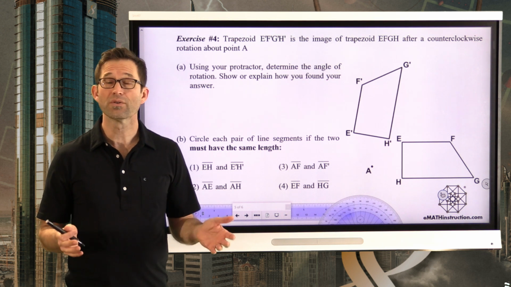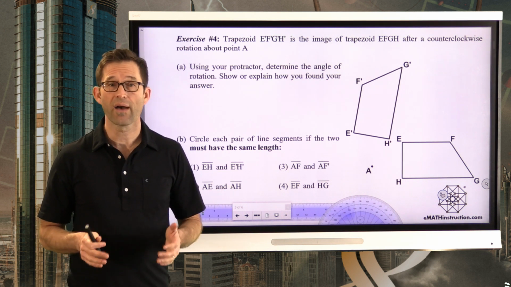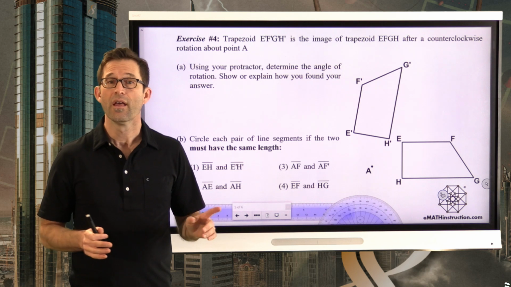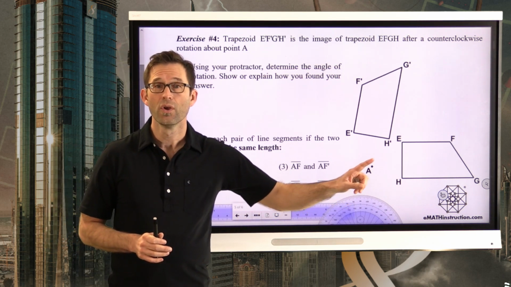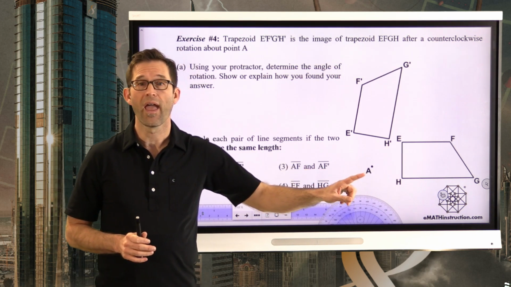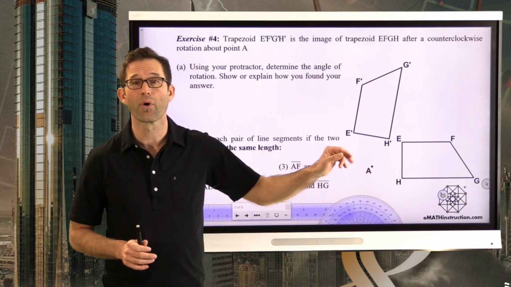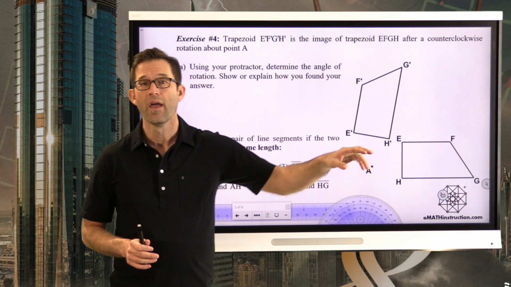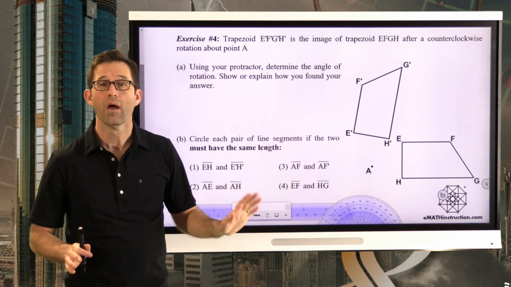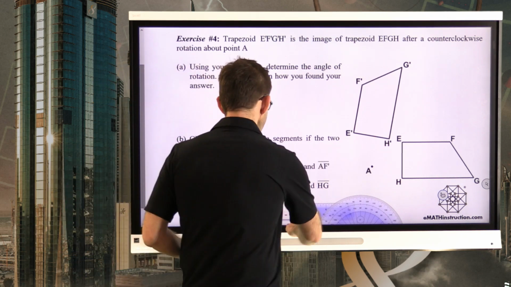All right, well, here's the key. We simply have to measure an angle that connects the center point to a point and its image point. So you could choose letter A and E prime, or H and H prime, or F and F prime, it doesn't matter. I'm going to choose E and E prime, that seems easy enough.